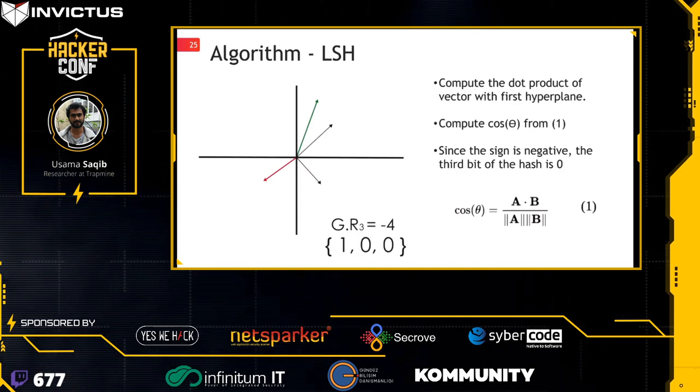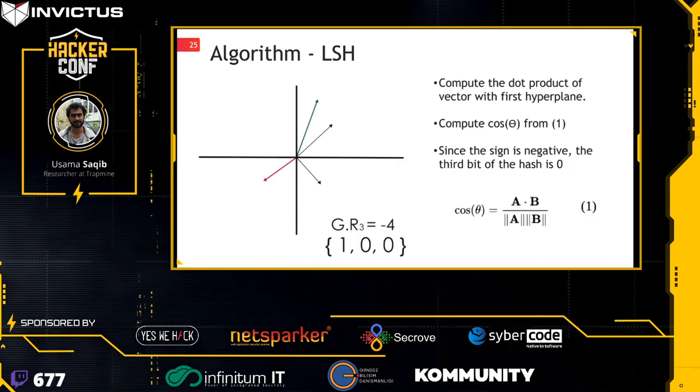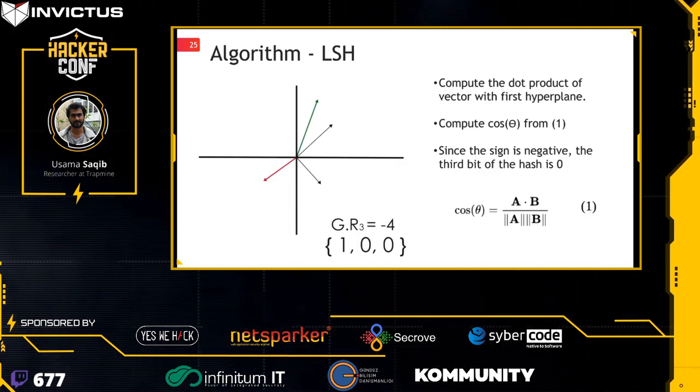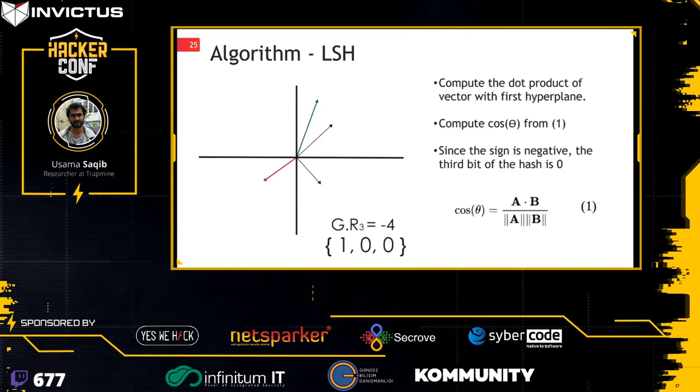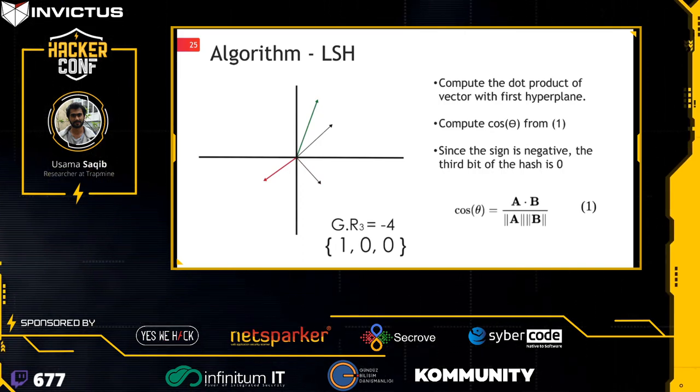So what we end up with now is a hash for our basic block vector, which is 1, 0, 0. Any other basic block vector which relates to the three hyperplanes in the same way will also receive the hash of 1, 0, 0.